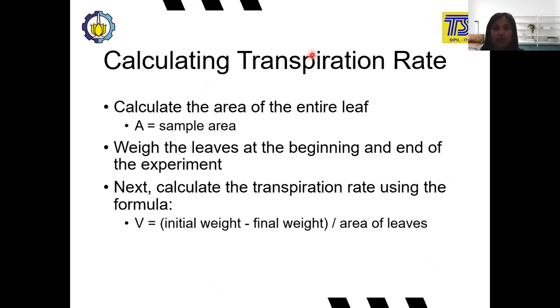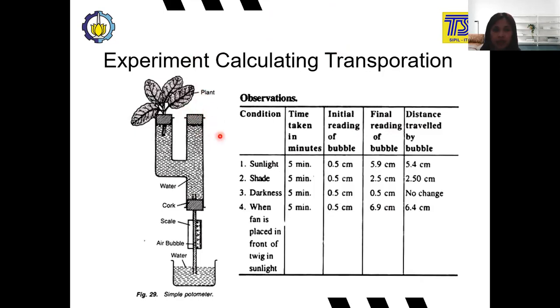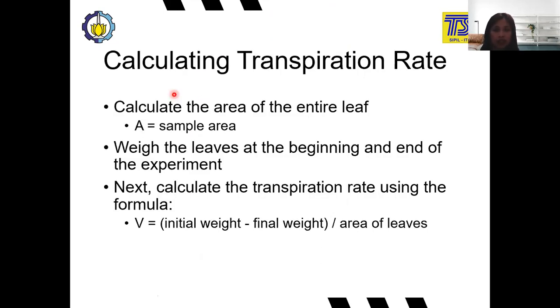How to calculate the transpiration rate? We have to calculate the area of the entire leaf first. Here we use the twig, see how many leaves it has, and then we have to calculate all of the area of the leaves as a sample area. And then we have to weigh the leaves at the beginning and the end of the experiment. So the changes of the weight of the leaves, because the water contained in the leaves will also be weighed. And next, we can calculate the transpiration rate using the formula. Here we have the initial weight minus the final weight, and then divided by the area of the leaves.